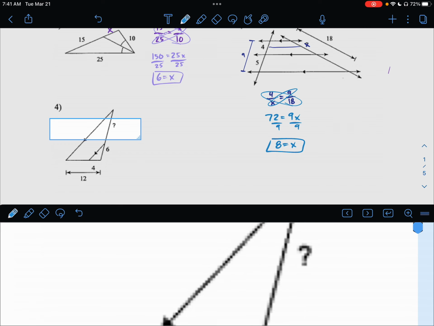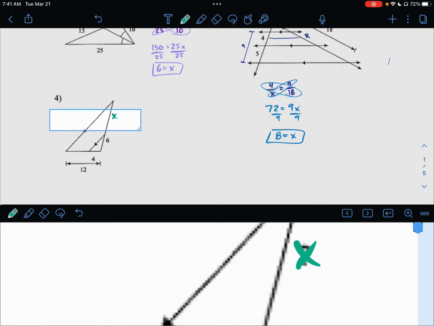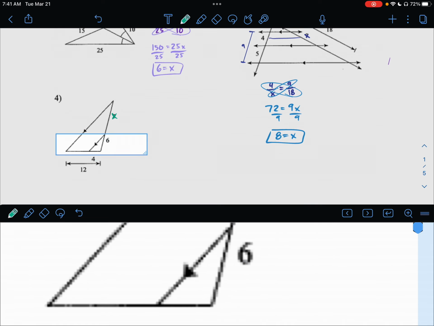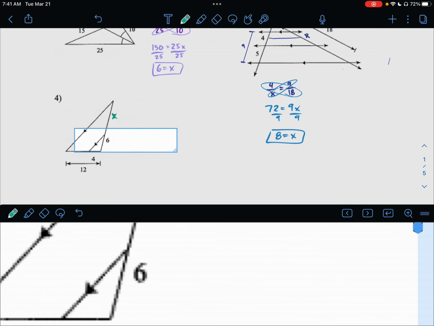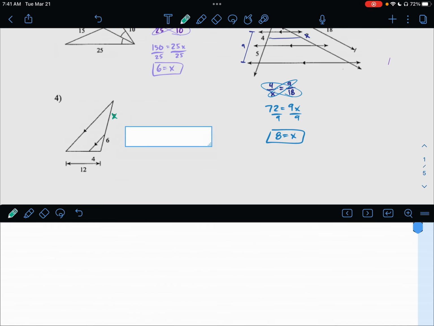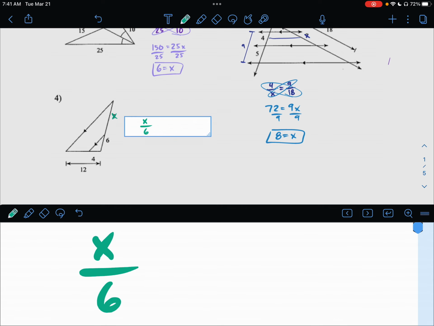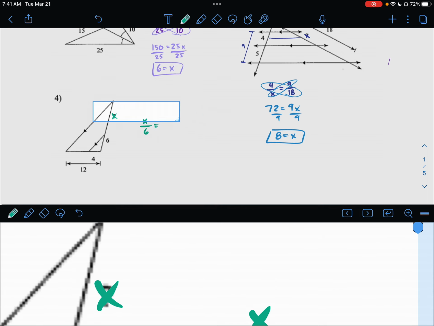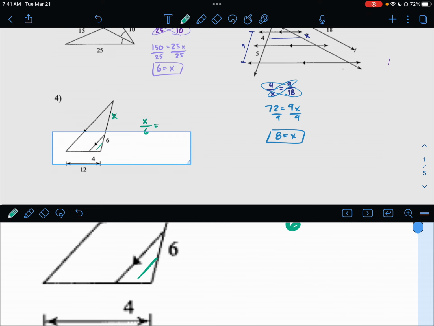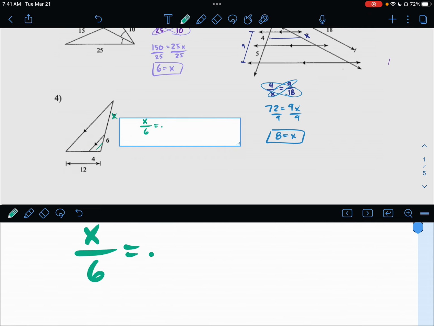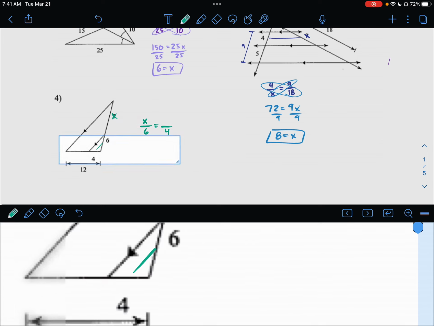So number 4 here, yet again, I have this x. Some things I can do. I see this x and this 6. So that's something I can pair up. The x and the 6 are on the same side. So the x over 6. And let's see, the 6 is across from the 4. So I can put the 4 on bottom there with the 6.